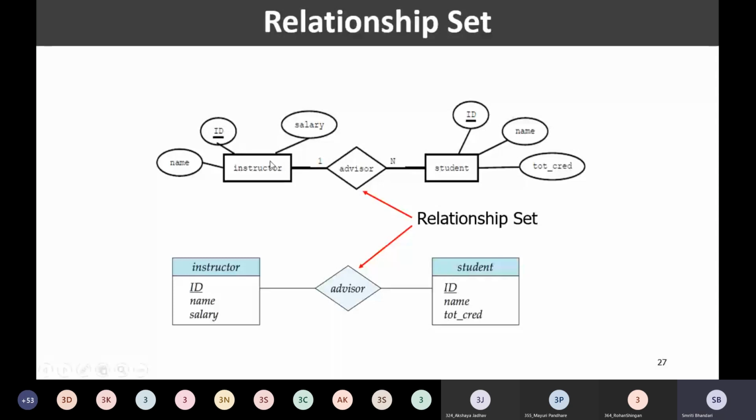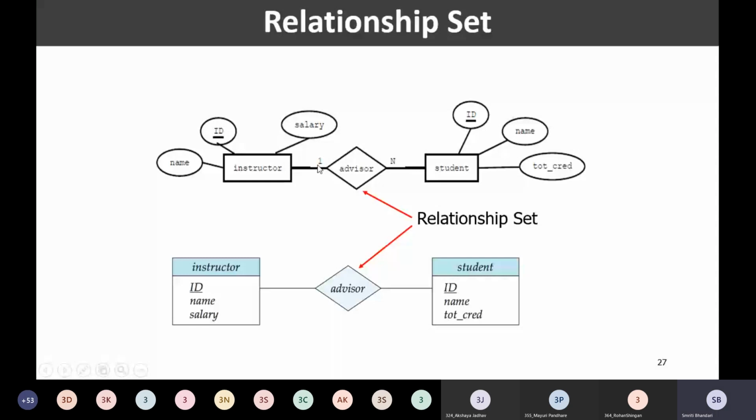Okay, so I am having the instructor entity set with three attributes. Here I am having the student entity set, once again with three attributes. Correct? And in between these two entity sets, I am having this relationship, advisor. So instructors are working with students as advisors. Right?